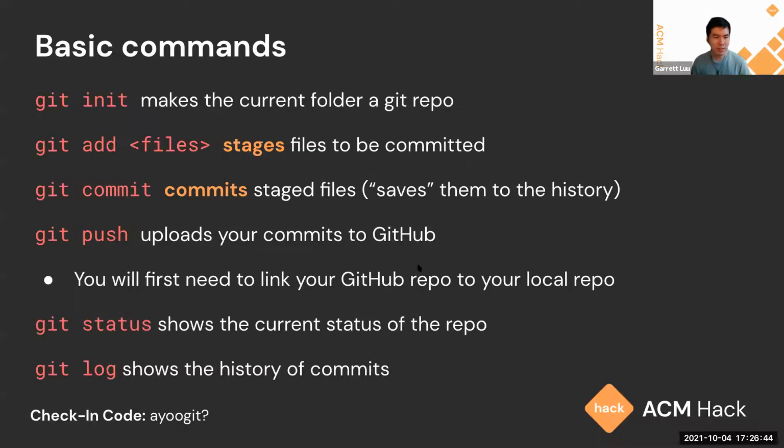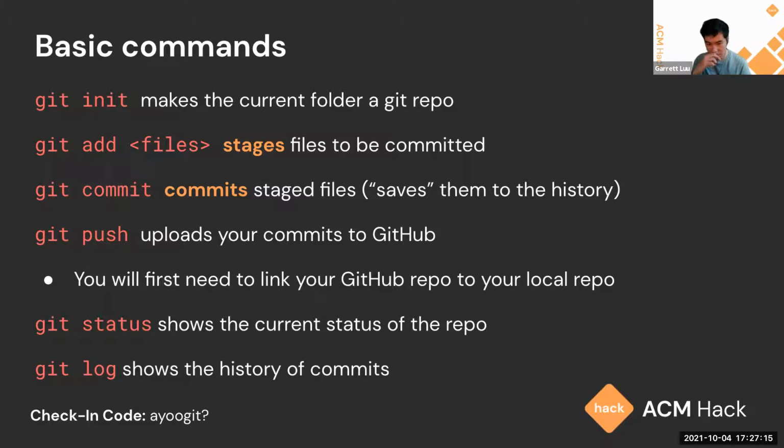All right. So I'll be going over some basic commands with Git. So git init initializes Git, so it makes the current folder into a Git repo and lets you start tracking stuff. Git add, and then you type in the files here without the angle brackets. It adds the files and stages them to be committed, and then git commit actually commits the staged files and saves them to the history.